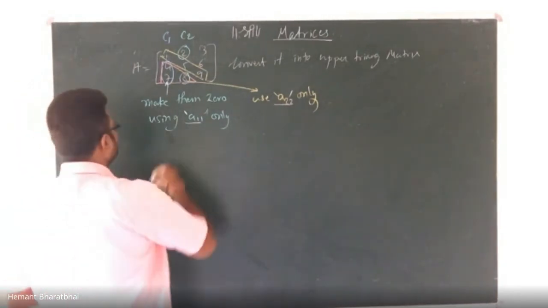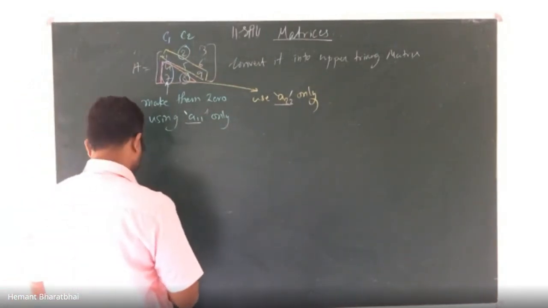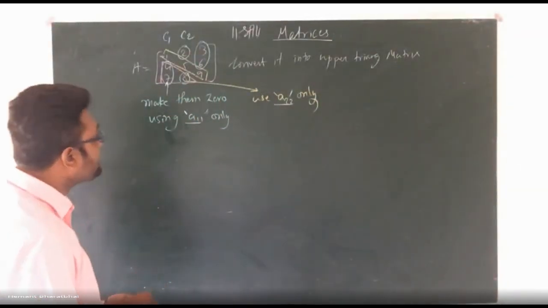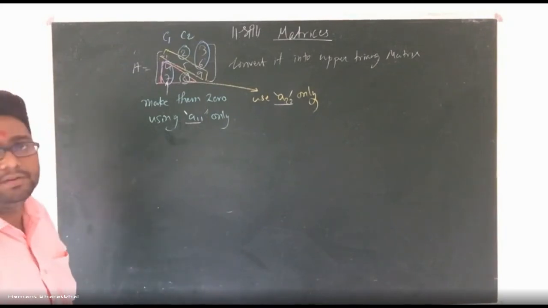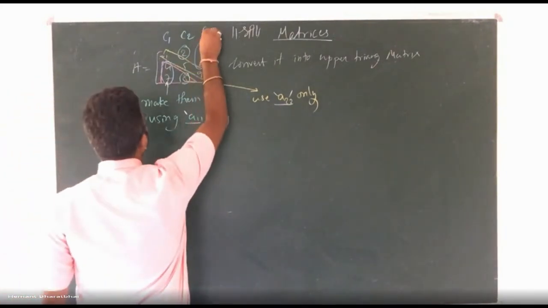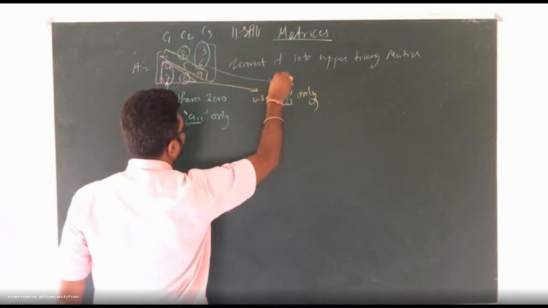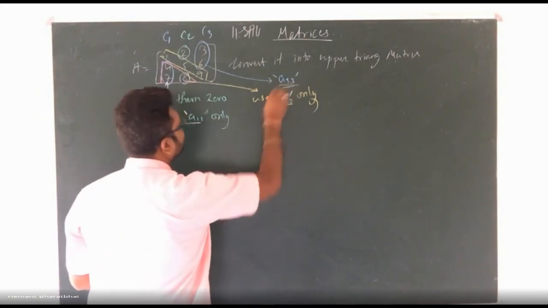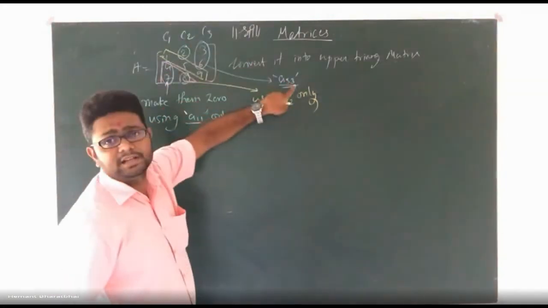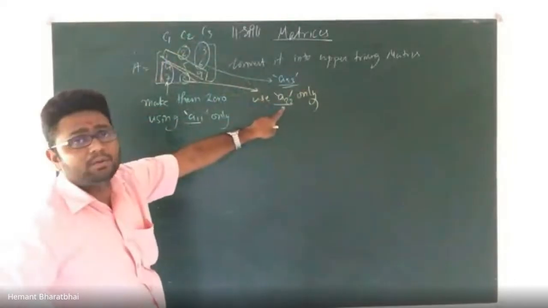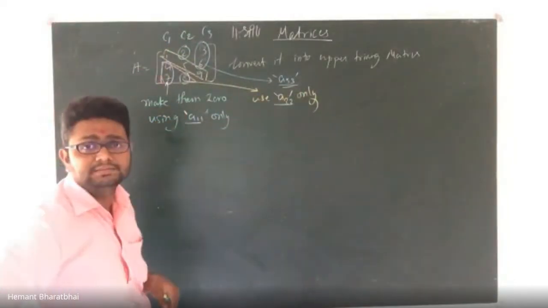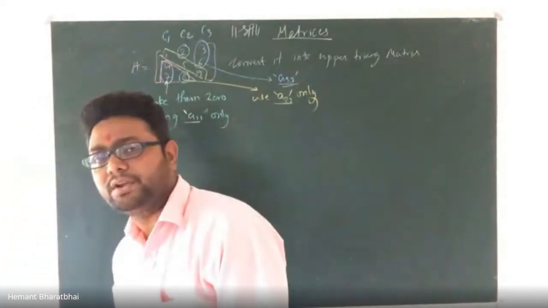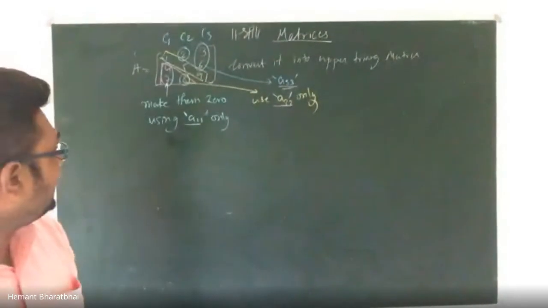Similarly, if I want to make this to 0, I want to make these two elements 0. So these are lying in column number 3. So for column number 3, I am going to use element A33. It's easy to remember. Column 3, A33. Column 2, A22. Column 1, A11. Please keep these things in mind. Otherwise, whatever 0 we have got, we are going to lose sight of that.